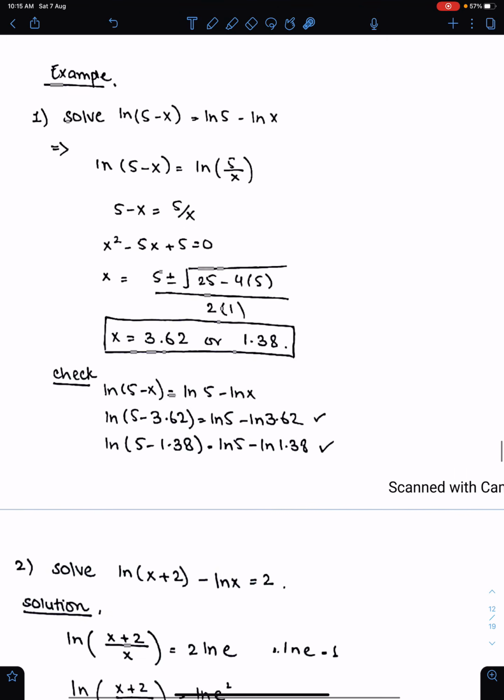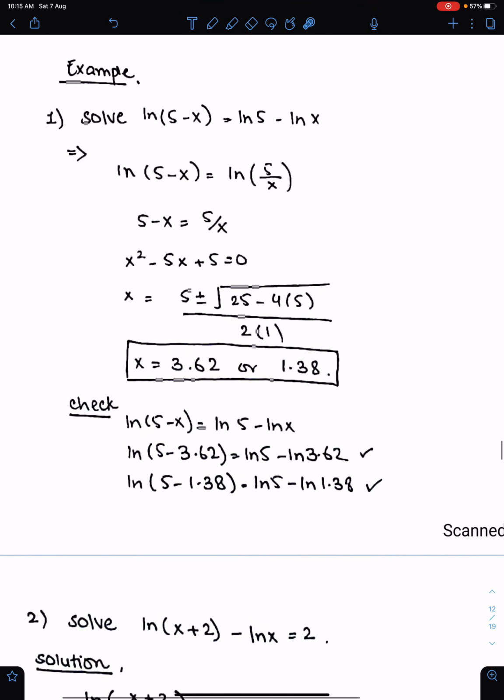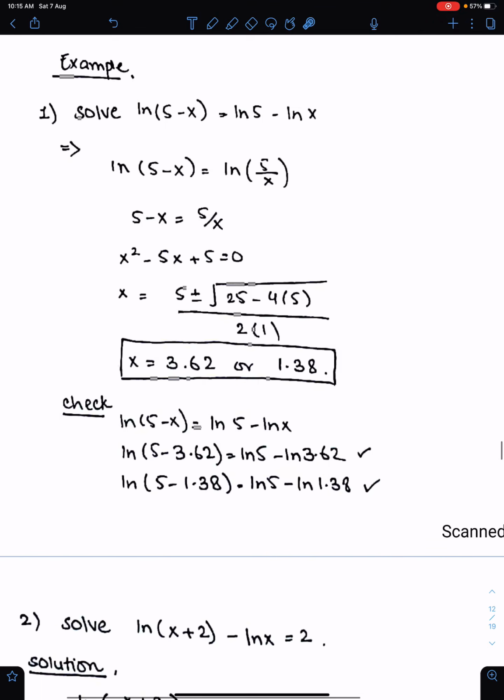Example of logarithmic equation. Solve this equation. To solve this equation, we must first convert these two logs into a single log. First, we need to express these two logs as a single log with the help of the laws of logarithm. In this case, we will use the quotient law. So this will become ln 5 upon x. Now see, there are the same coefficients of the log and there are single logs. So we can equate their functions like this.